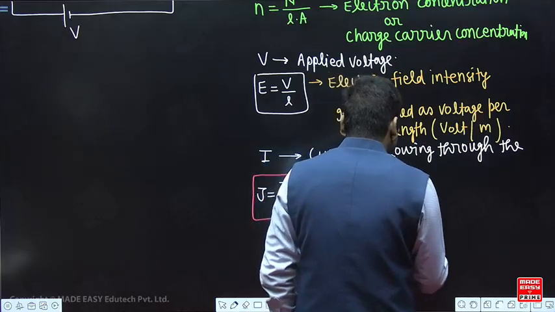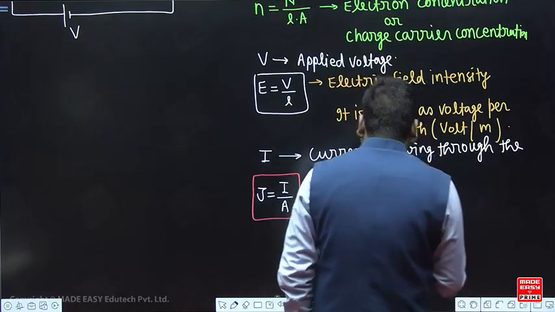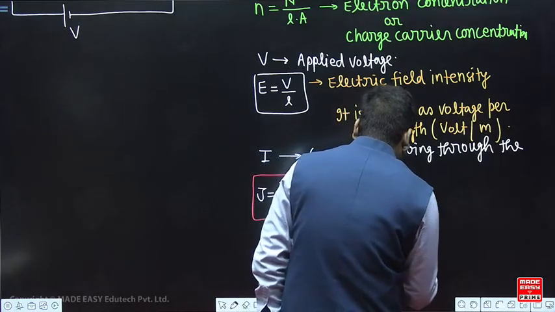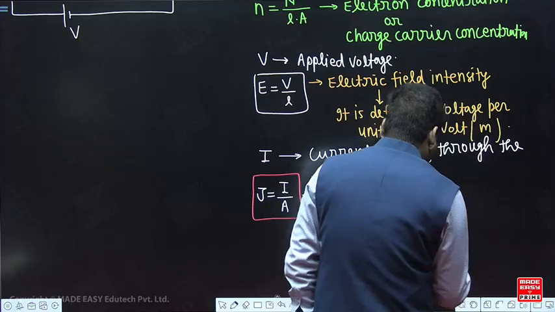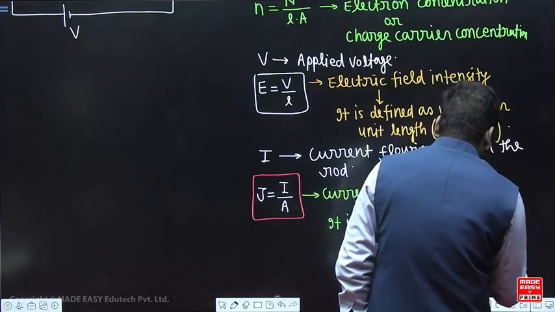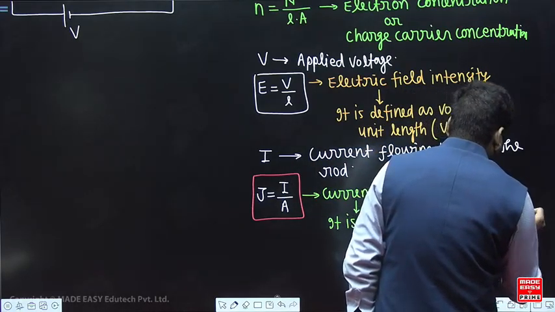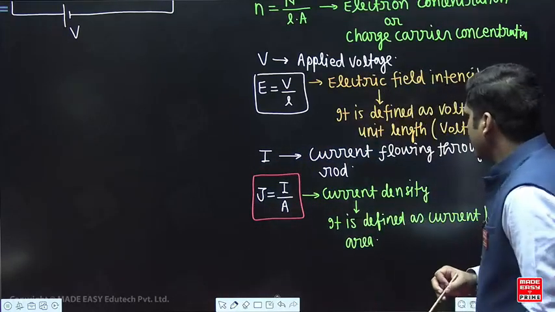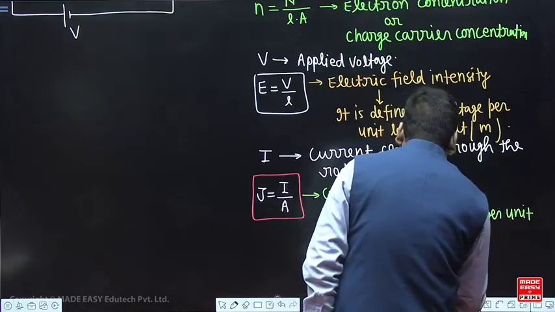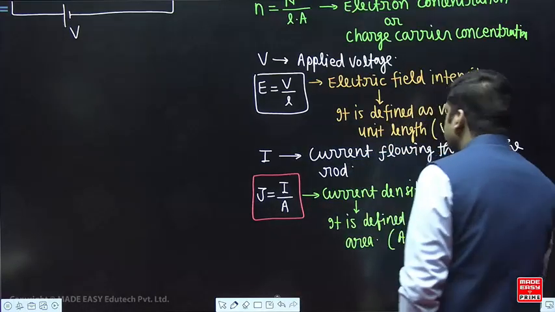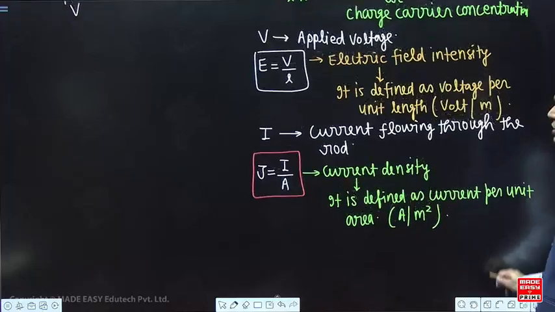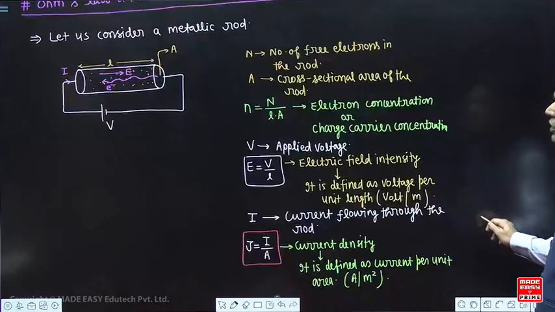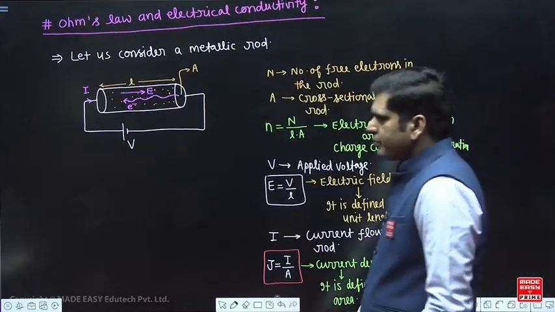Current density is defined as current per unit area. The unit of this will be ampere per meter square. Current per unit area, that is unit is ampere per meter square, right?